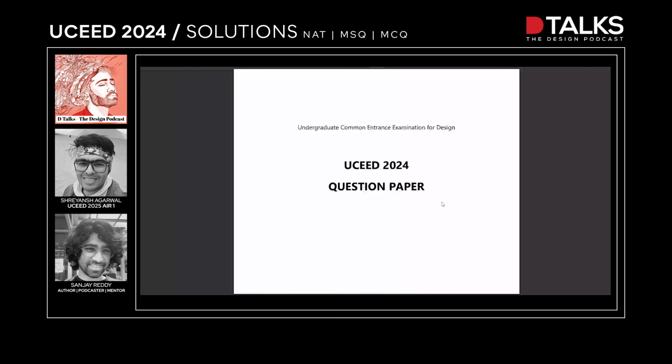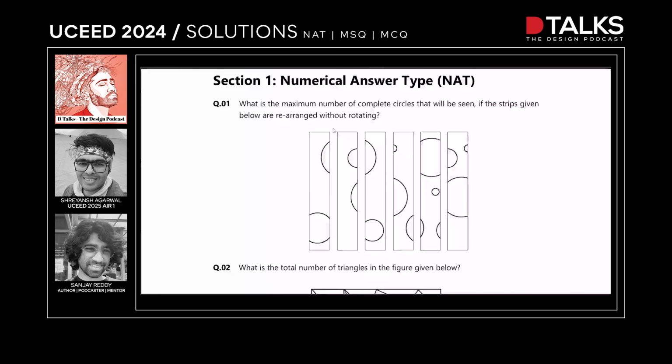See the 2024 question paper. All right, numerical answer type questions. First question: what is the maximum number of complete circles that will be seen if the strips given below are rearranged without rotating?